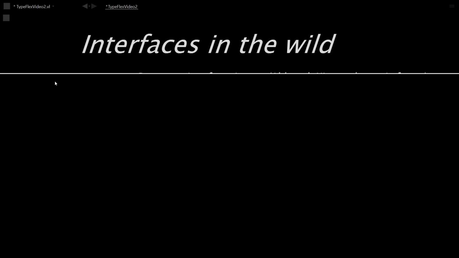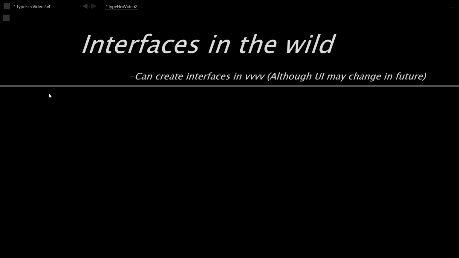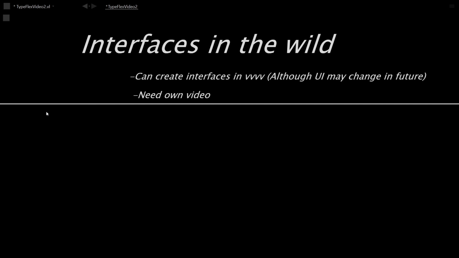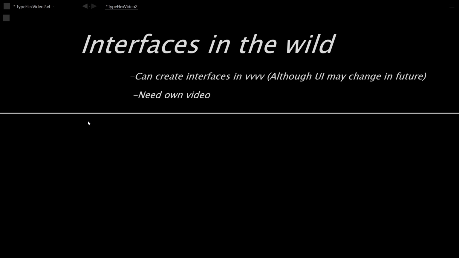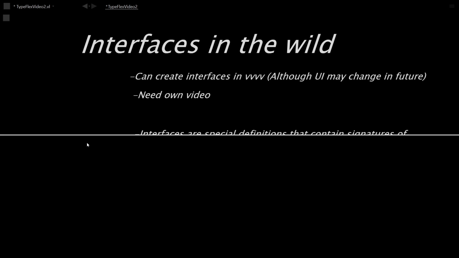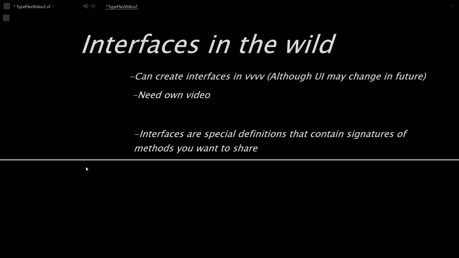So interfaces, let's have a look. What's behind the IO box here? We can create interfaces in V4, unlike inheritance, although for a while the devs have been saying they might update the UI. So yeah, what you see might change in future. They really need their own video. We're only going to do a shallow dive right now. And sliding down. Oh, that's a tricky one. There we go. So what are interfaces?